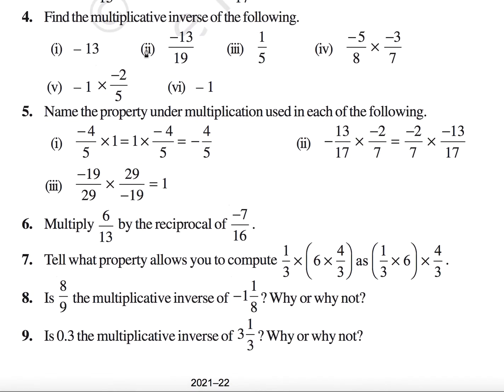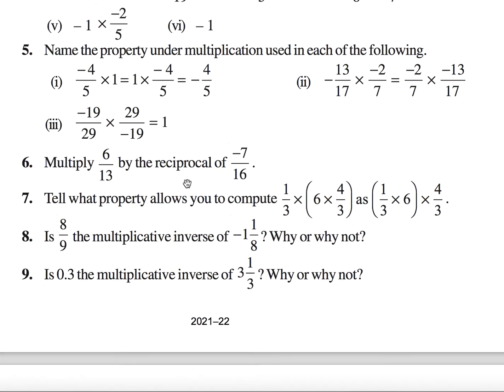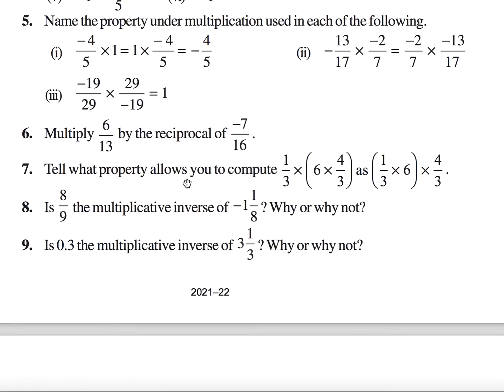Find the multiplicative inverse of the following: minus 1 by 13, minus 19 by 13. This is 5. This one is going to be 8 by 5 into 7 by 3. Okay, this is 5 by 2, and this is 1. Name the property under multiplication used in each of the following. Okay, you can name the property. Here also a into b equals b into a. That is the property being used, and this is multiplicative inverse.